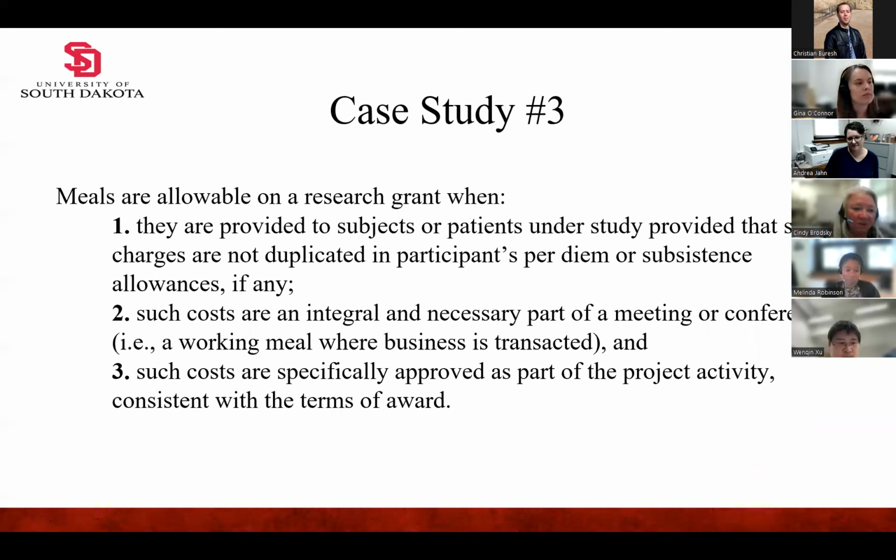Okay, so meals are allowed on research grants when they are for the subjects or patients under the study, provided that such charges are not duplicated in participants' per diem or subsistence allowances, if any, and such costs are an integral and necessary part of the meeting or conference, like a working meal where business is transacted, and such costs are specifically approved as part of the project activity, consistent with the terms of award.